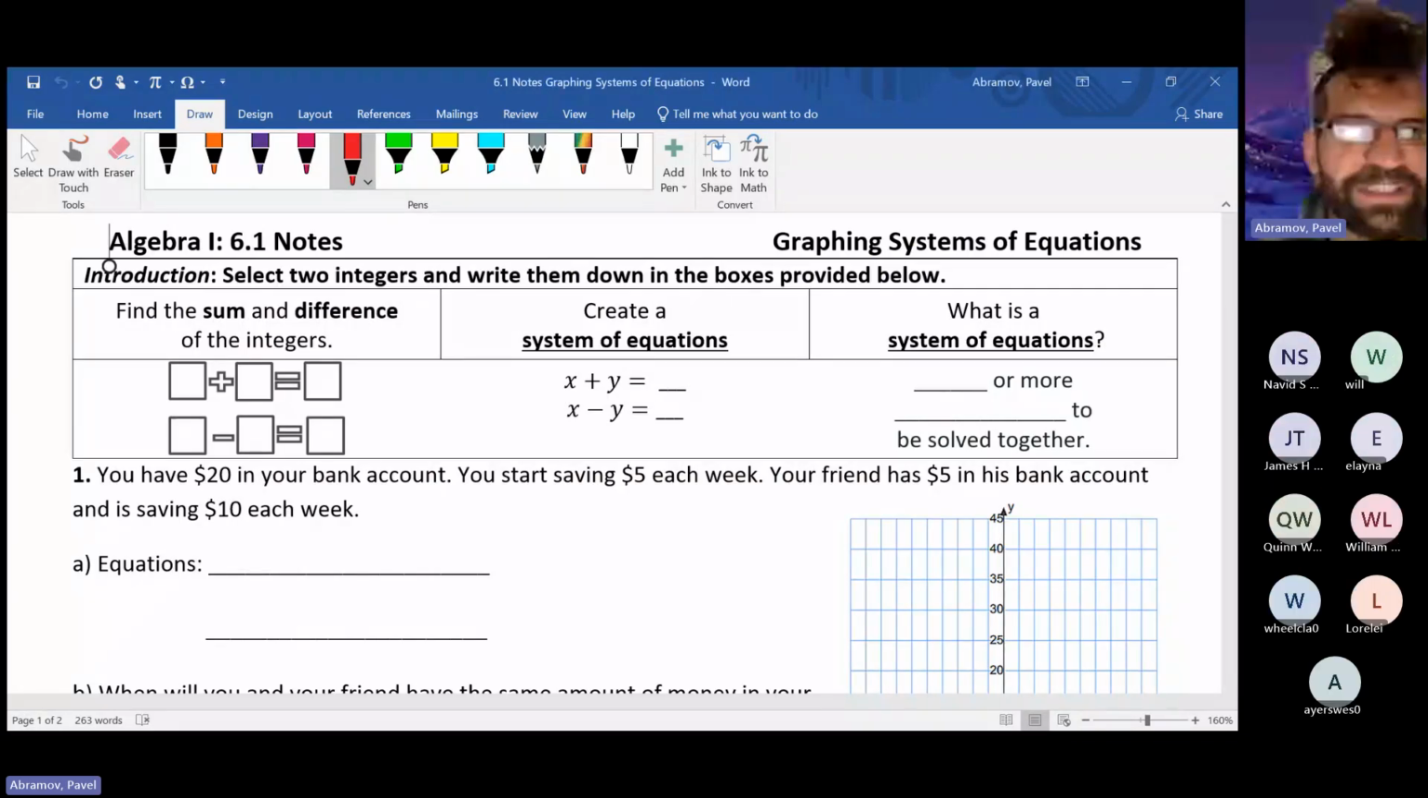Okay, so the recording has started, so let's start as well. We are going to talk about solving systems of equations by graphing. And first of all, let's discuss what it means to be a system of equations.